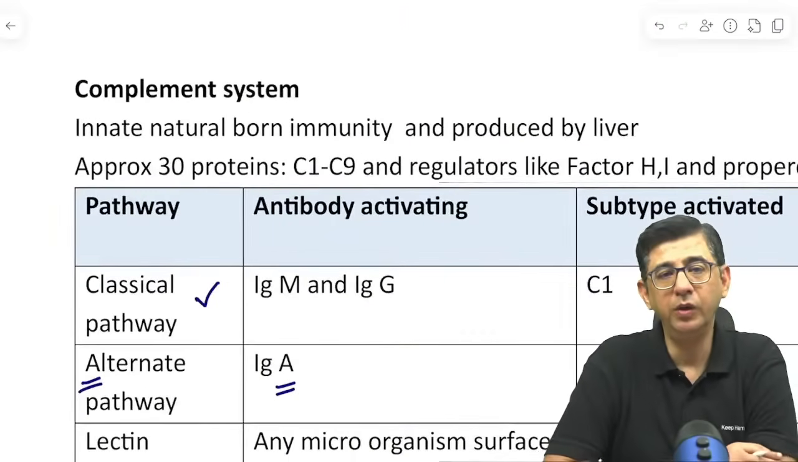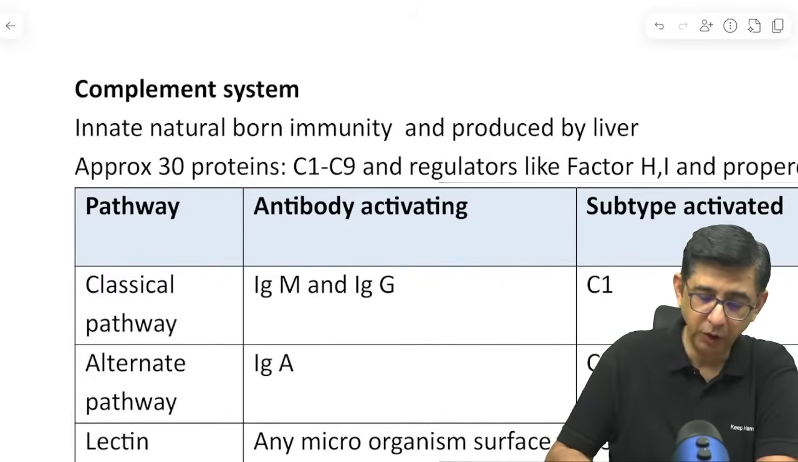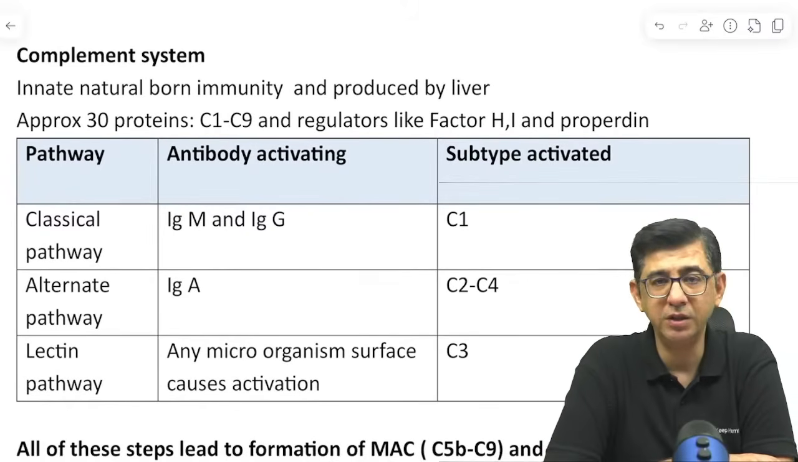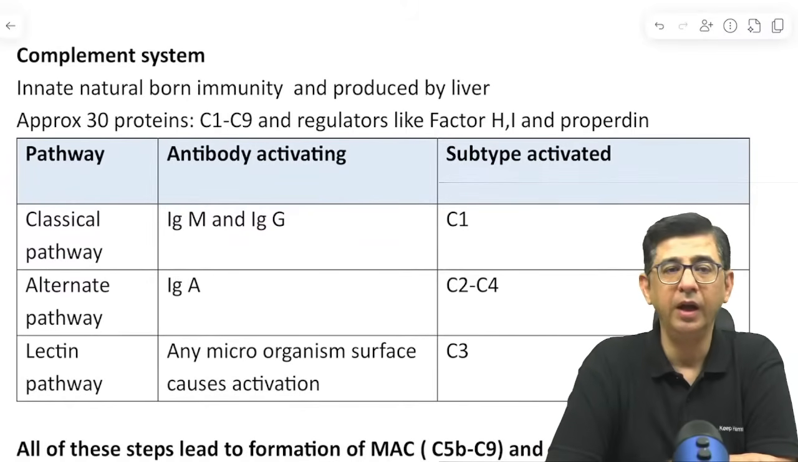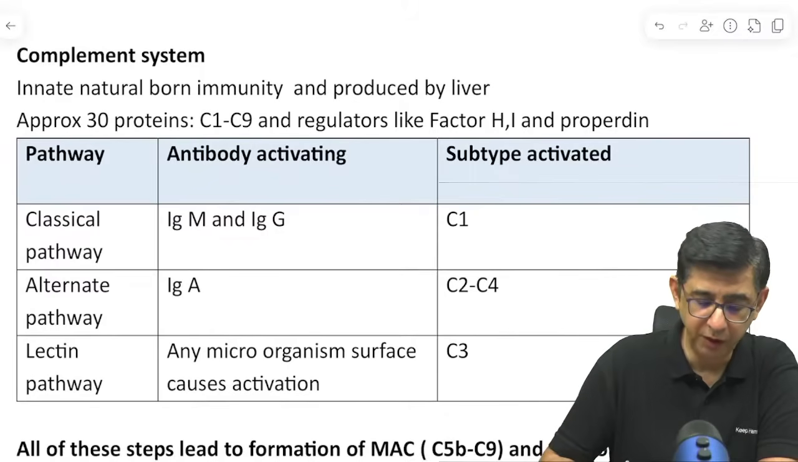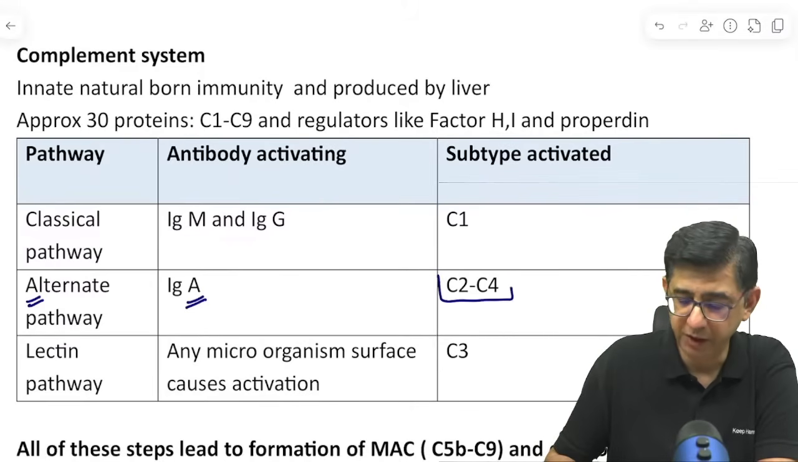Next we'll talk about complement system. कॉम्प्लीमेंट सिस्टम में टोटल मिला के 30 प्रोटीन्स प्रेजेंट होते हैं with names like C1 to C9, regulators like factor H and properdin. They will ask you about the classical and the alternate pathway. तो अल्टरनेट पाथवे तो A से शुरू होता है, so it is immunoglobulin A that is involved, and the complement system that would be involved in this would be C2 to C4.